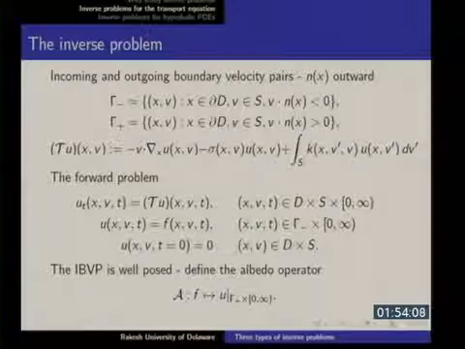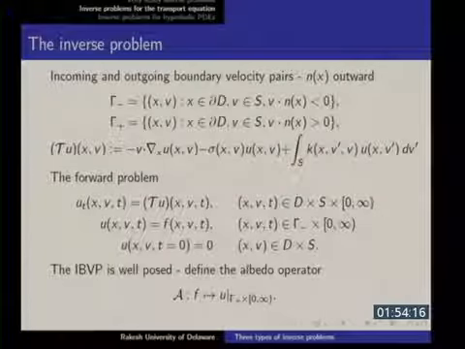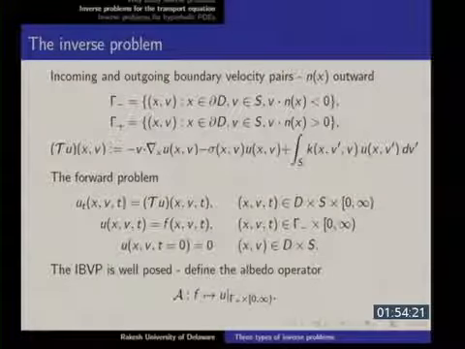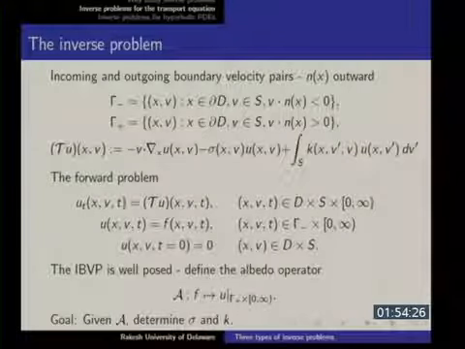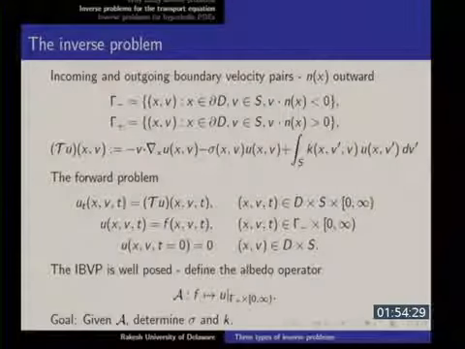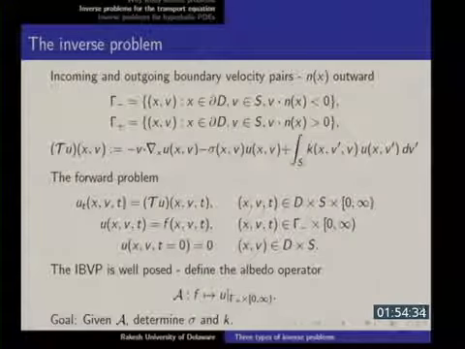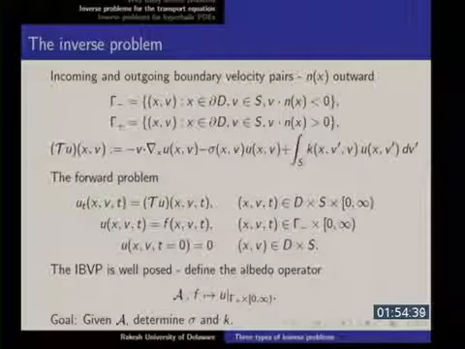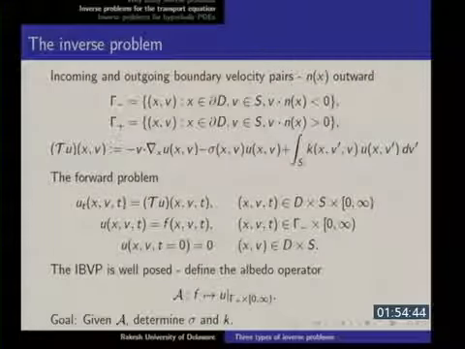So you define the albedo operator: you prescribe the incoming concentration on the incoming boundary, and you measure the concentration in the outgoing part. And the question is, if you do this experiment, which means if you know the operator, which means you know the response to every possible input, can you determine the absorption coefficient sigma, which depends on position and velocity, and the scattering? Remember, your measurements are only on the boundary. You're trying to get information about the interior. That's what makes these problems hard.